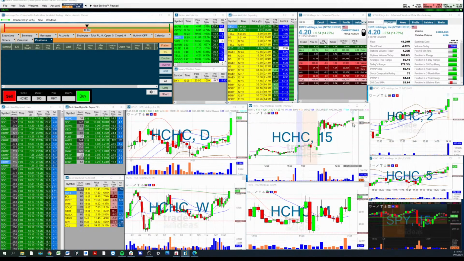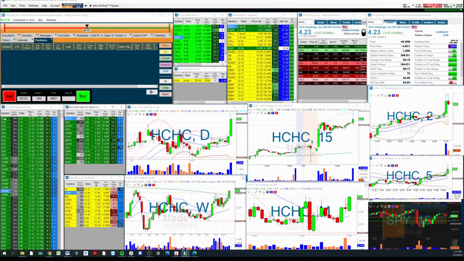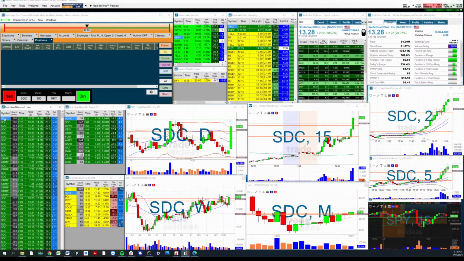Here's a little pop here for HCHC. HC squared here through the, how many in the float? 45 million in the float. Yeah, this is on a mission, guys. Right now, SDC is on a mission. So let's take a look again, looking left on the monthly chart, 1414.